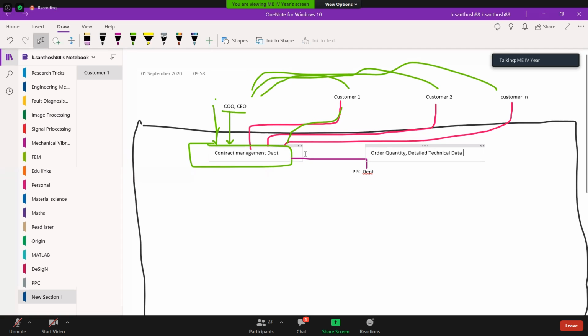They receive it from the customer: I need this quantity, this much efficiency motor or this much efficiency vehicles. The complete order they receive, they simply forward to PPC. This PPC will see the order quantity detail, the technical data and so on, and then they will check.